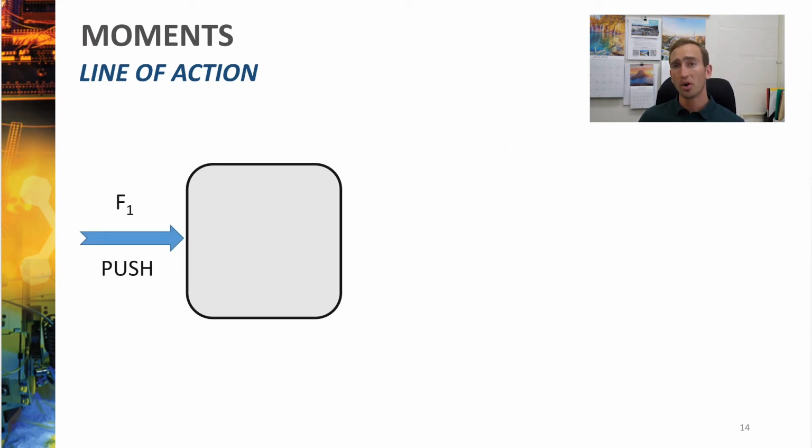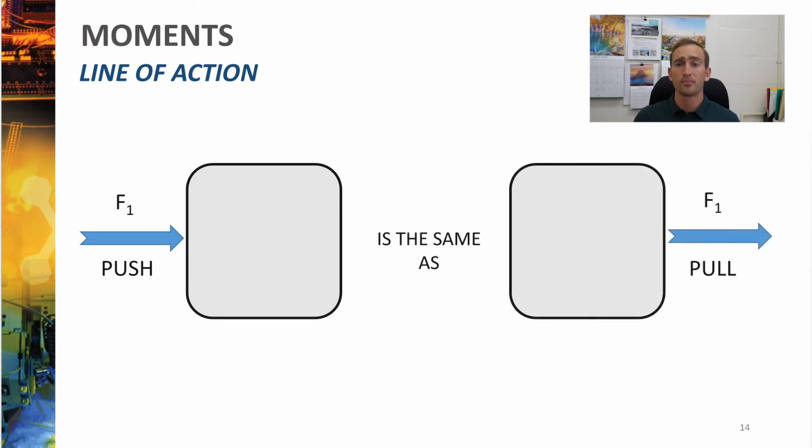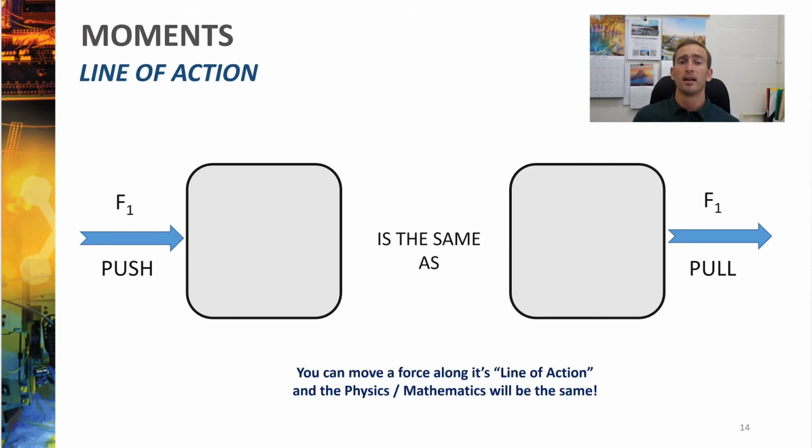So ultimately, one other way to think about this is to consider a block. If I push the front of the block with force F1, that's going to be the same as if I pulled the block with force F1 at the same location on the block. I can move a force along its line of action, in this case, from the left side of the block to the right side, and the outcome and the forces felt by the system is going to be the same. That's what line of action is all about.